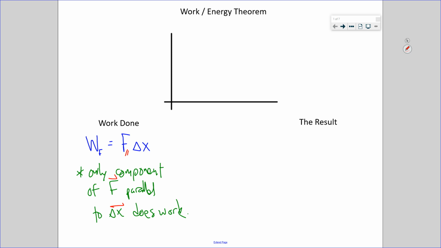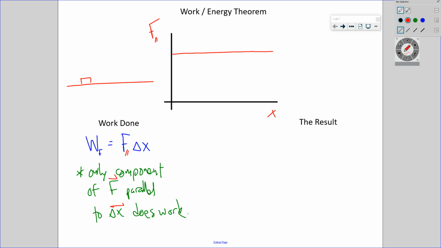So, let's say that we have a force versus position graph that is simple and looks like this. A constant force is applied to an object. So what this might look like is here is an object. There's a force F that happens to be parallel to this vector delta x, and the object moves from one place to another because of that force.